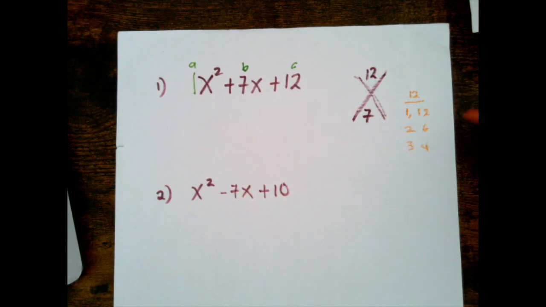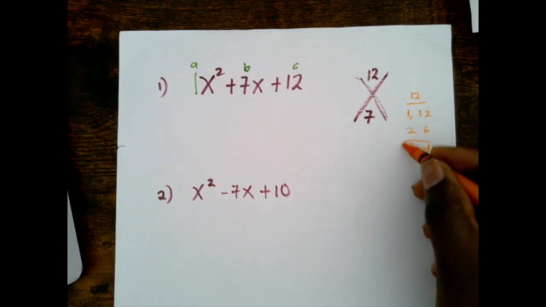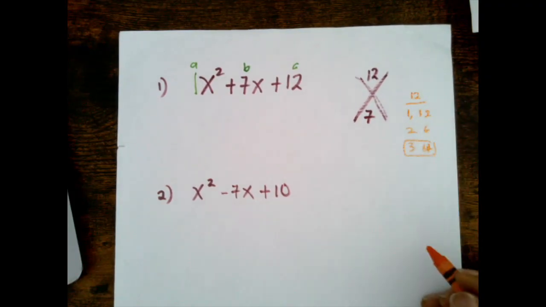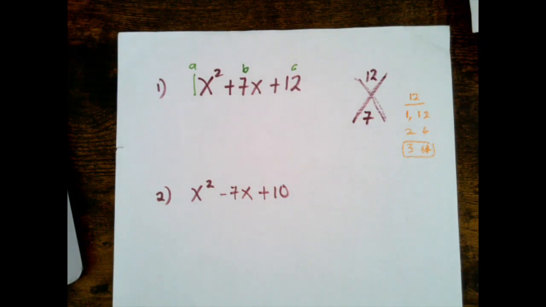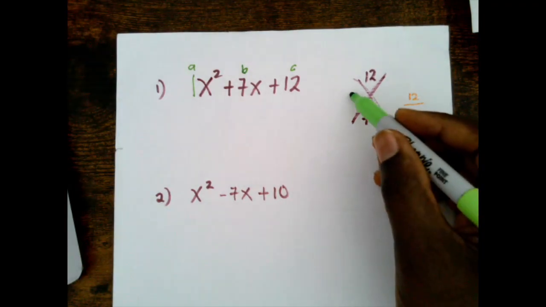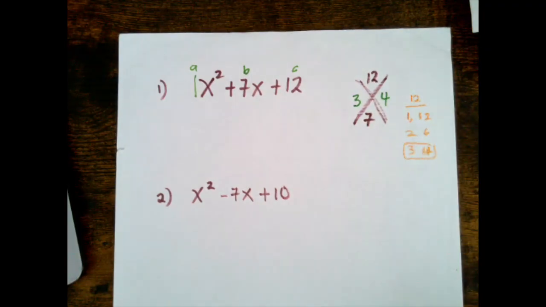Now, which of these pairs of numbers can combine to 7? And we realize, oh, that is 3 and 4. 3 and 4 can combine to 7. Therefore, the two numbers I'm trying to find are 3 and 4.